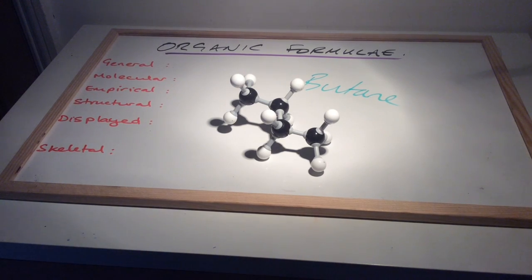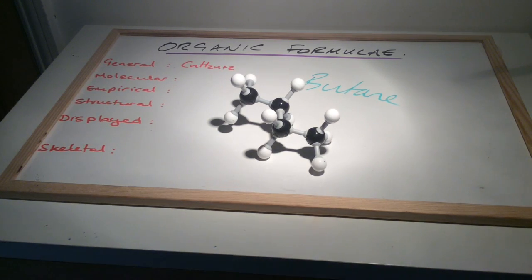In this video I'm going to look at the 6 different types of formulae we use in organic chemistry. So you can see them written up in red there down the side, and I'm going to base everything on one molecule just to keep things simple, and that is butane. Because butane is a member of the alkane family, it has the general formula CnH2n+2. So the general formula is the algebraic formula, or the nth term formula for the homologous series.